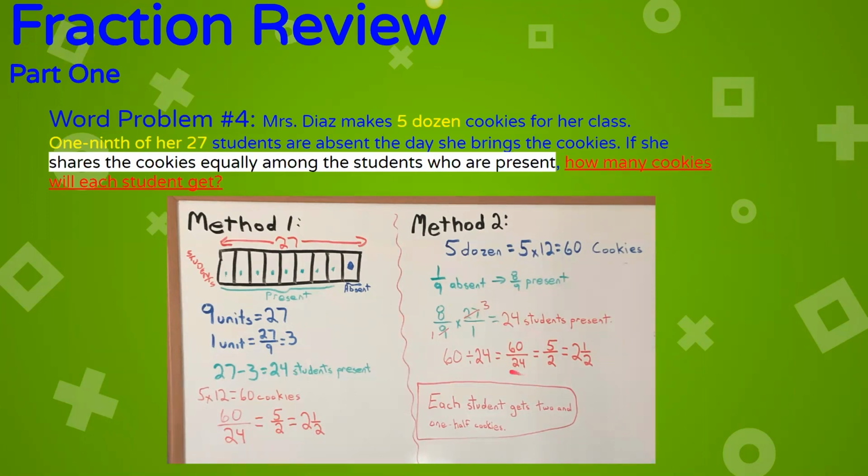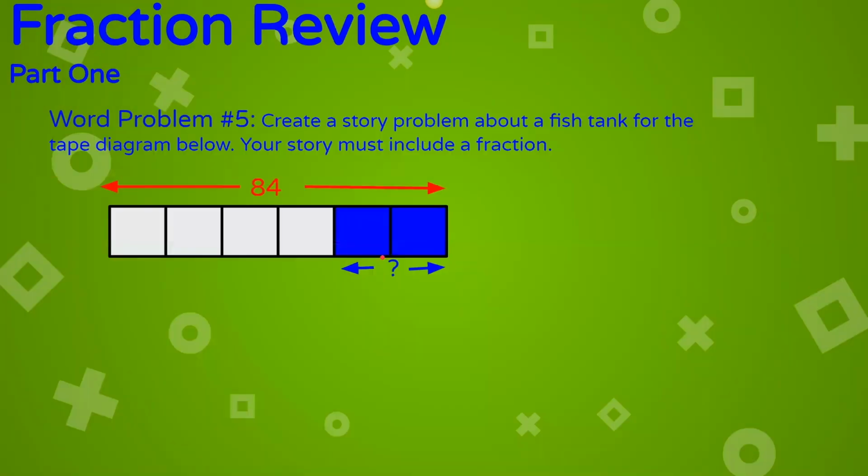And again, we take our 60 cookies, we divide by 24. 60 over 24 simplifies to 5 halves. 5 halves is equivalent to 2.5. So you should have had something that looked like a sentence at the end. You should have written, each student gets 2 1/2 cookies. Hopefully one of your solutions, if not both, if you did 2, looks something like this. Let's move to our last problem.